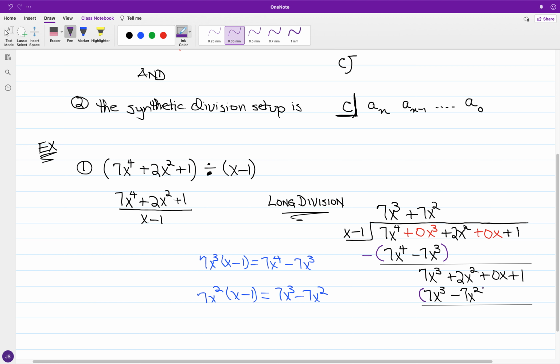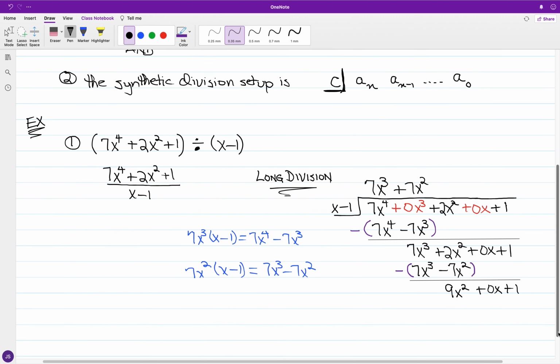So after this process, again we have the reapplication of subtraction. So we have 7x cubed minus 7x cubed will go out. Now we got 2x squared, and what's going to translate to plus 7x squared, so this will become 9x squared. Then we can bring down the 0x and the 1. So the first order x term and the constant have not been touched yet.